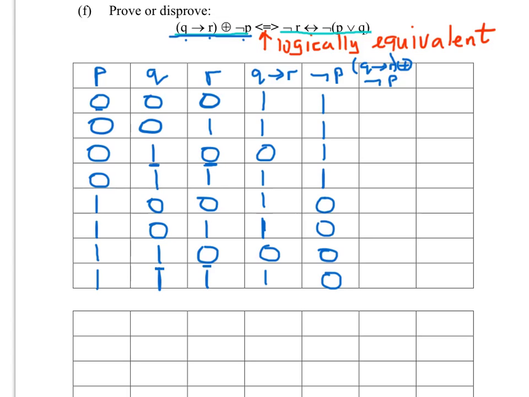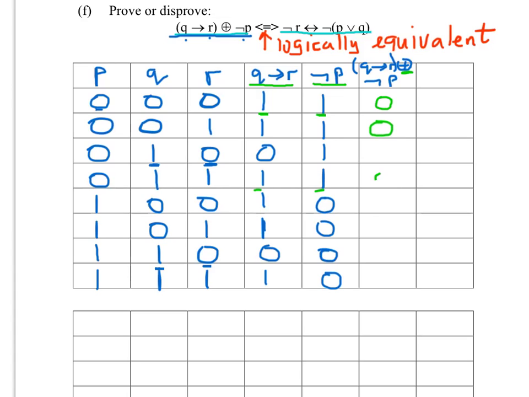Now let me change colour to fill out the final column. What I'm asked to do is combine this column with this column using the exclusive OR symbol. Now recall the truth table for exclusive OR: it is false in two cases. The first case is where you have a 1, 1 input. It's false there.